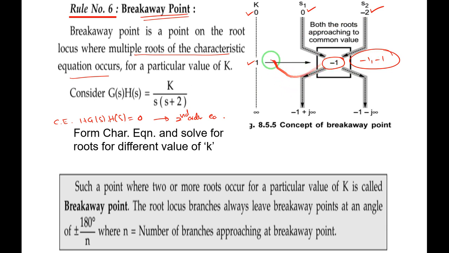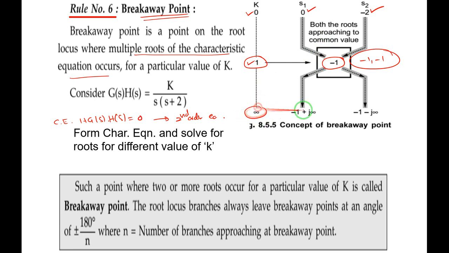So this we call the breakaway point. A breakaway point is a point on the root locus where multiple roots of the characteristic equation occur for a particular value of k. For example, here for this second order equation, for k equal to 1, multiple roots exist, that is -1, -1. These are the multiple roots for a particular value of k. Okay, this we call the breakaway point.